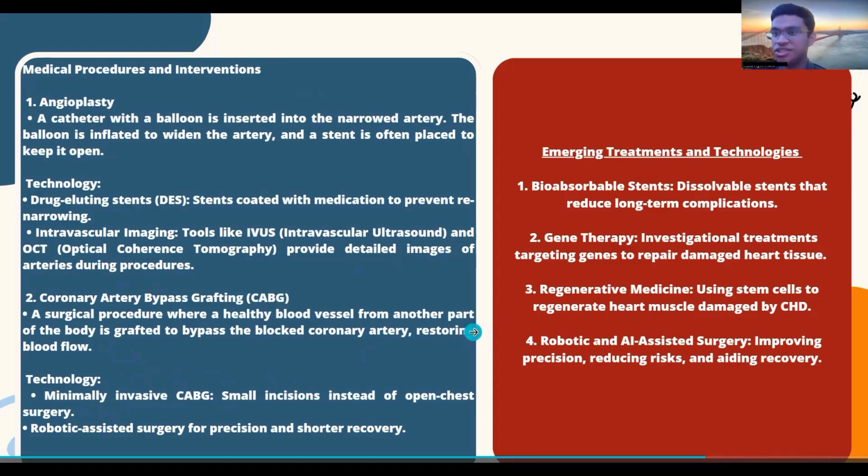Emerging treatments and technology used for the heart include the bioabsorbable stent, a dissolvable stent that reduces long-term complications. Then we have gene therapy, where investigational treatments are used to target genes to repair damaged heart tissue. Then we have regenerative medicine that uses stem cells to regenerate heart muscle damaged by CHD. Then we have robotic and AI-assisted surgery to improve precision, reduce risk, and aid recovery.